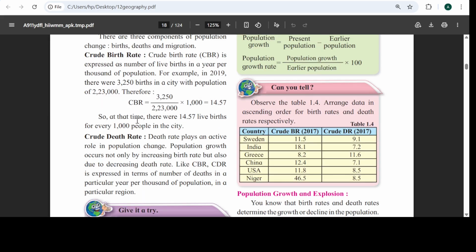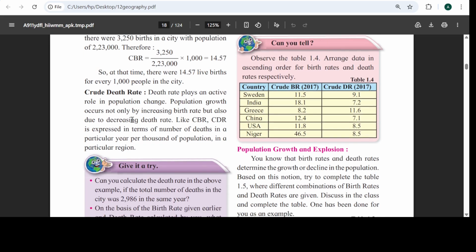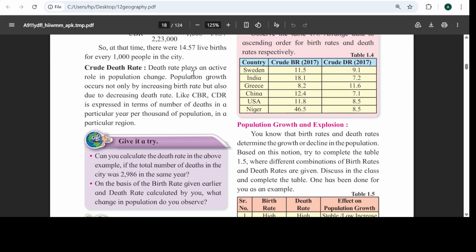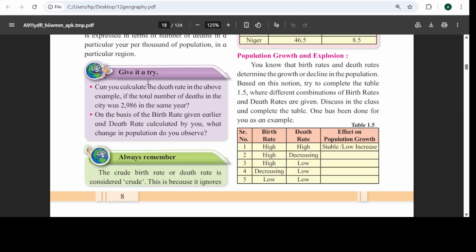So at that time there were 14.57 live births for every 1000 people in the city. Crude death rate. Death rate plays an active role in population change. Population growth occurs not only by increasing birth rate but also due to decreasing death rate. Like CBR, CDR is expressed in terms of number of deaths in a particular year per thousand of population in a particular region.